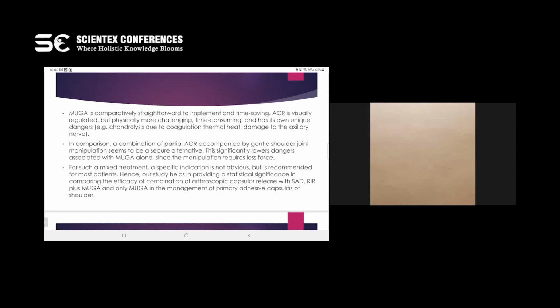And while we apply this amount of excessive force, we know that fracture shaft of humerus is one of the complications of MUA. So when we do arthroscopic release prior to MUA, it will be helpful as the adhesions are already broken. The MUA will be done with little resistance and not much pressure is required to move the shoulder joint, and the complication of fracture shaft humerus also reduces.